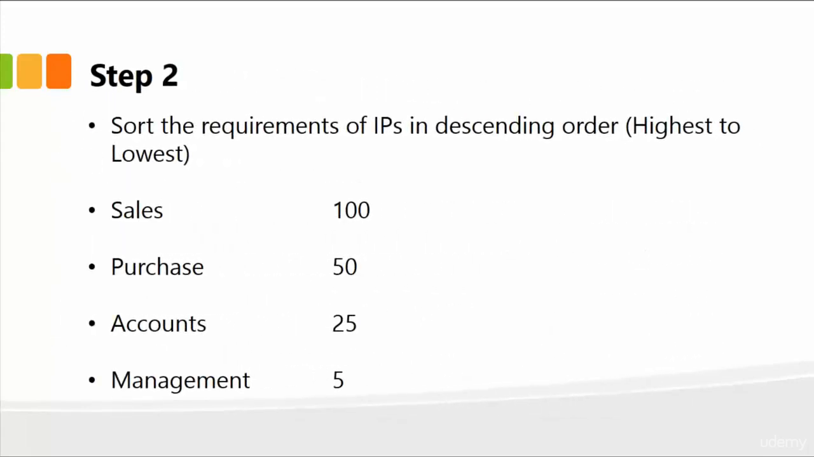In step 2, we simply sort the requirements of the IP addresses in descending order, highest to lowest. Which department has the highest number of computers? Sales, 100. Next is purchase department, which has 50 computers. Accounts has 25 and management has 5. So just create a simple descending order list.